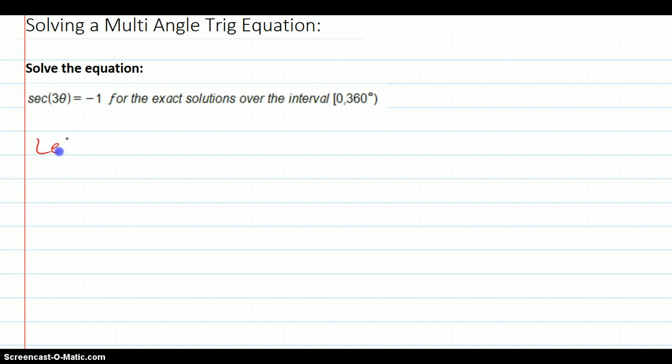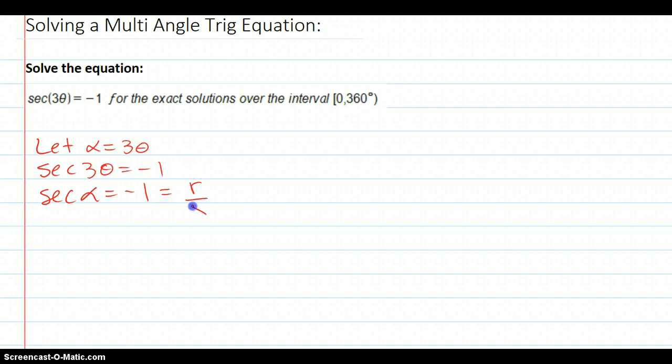So what I'm going to do is let alpha, any letter you want, equal 3 theta. So doing this, we go to our equation, secant of 3 theta equaling -1, and instead of a 3 theta, I will have an alpha. And we solved this in chapter 1, chapter 2, because we know that this is r over x. So you cannot have r negative, so r would be 1, so 1 over -1 would suffice just as easy, and x would be -1.